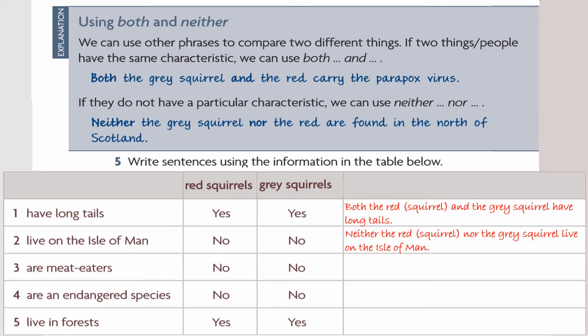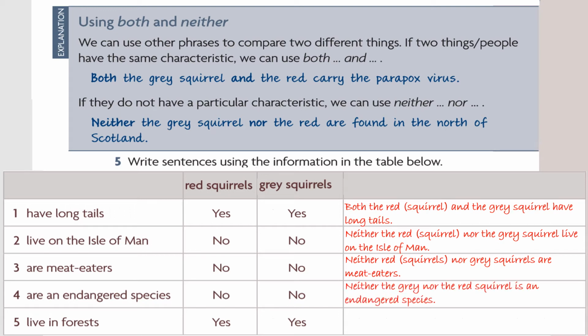Okay, let's look at sentence number 3. Are meat eaters? Red squirrels? No. Gray squirrels? No. Meaning you have to write a negative sentence again. Neither red nor gray squirrels are meat eaters. What about number 4? Again, a negative sentence. Neither the gray nor the red squirrel is an endangered species.